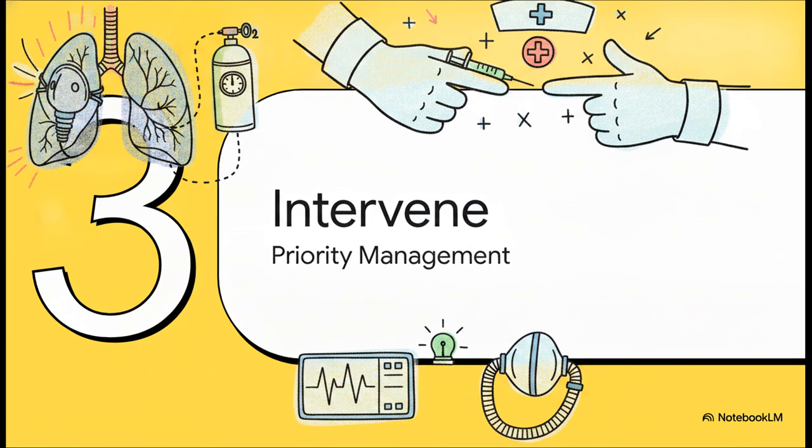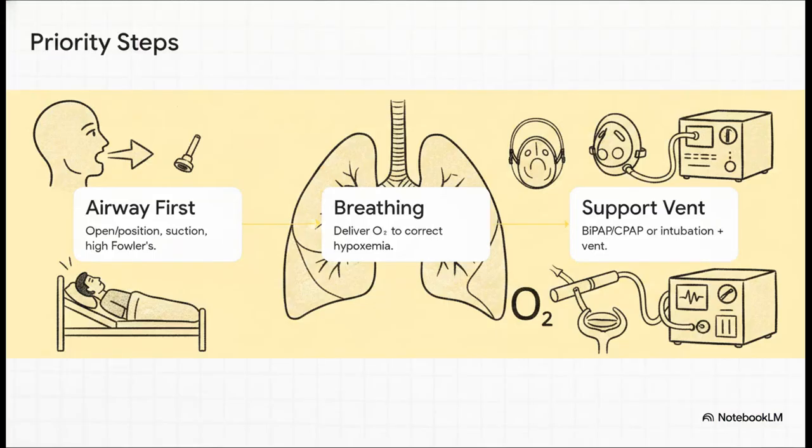Okay, so we've spotted the signs. How do we fix it? We're always going to fall back on our ABCs. Priority number 1 is airway. A patent airway precedes absolutely everything else. Open it up, suction if you need to, and sit that patient up in a high Fowler's position immediately.